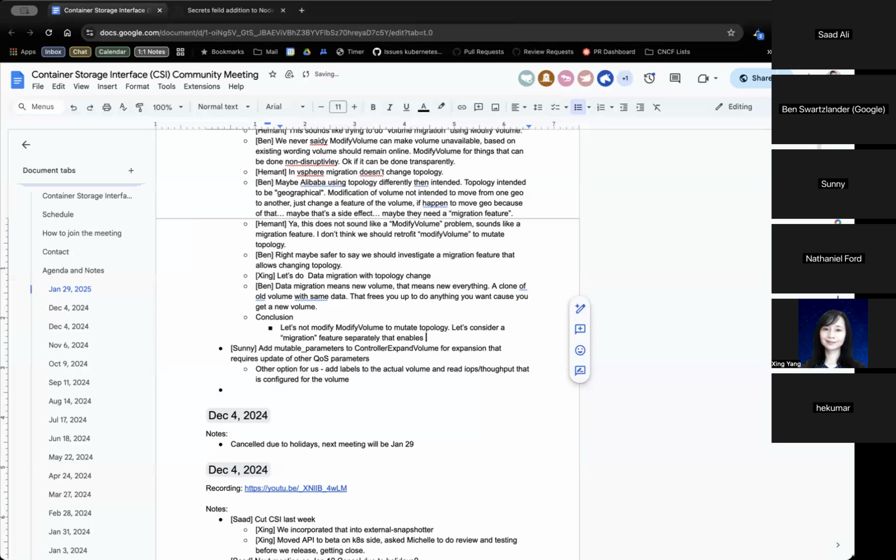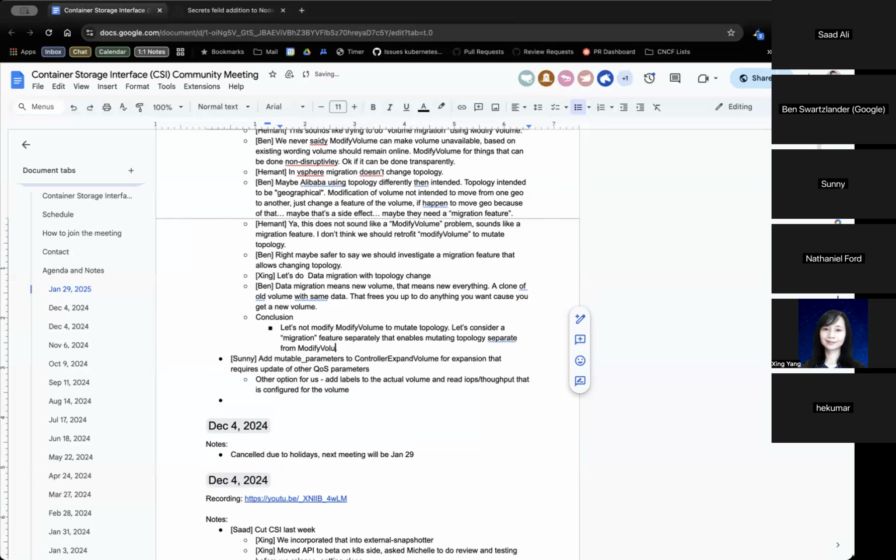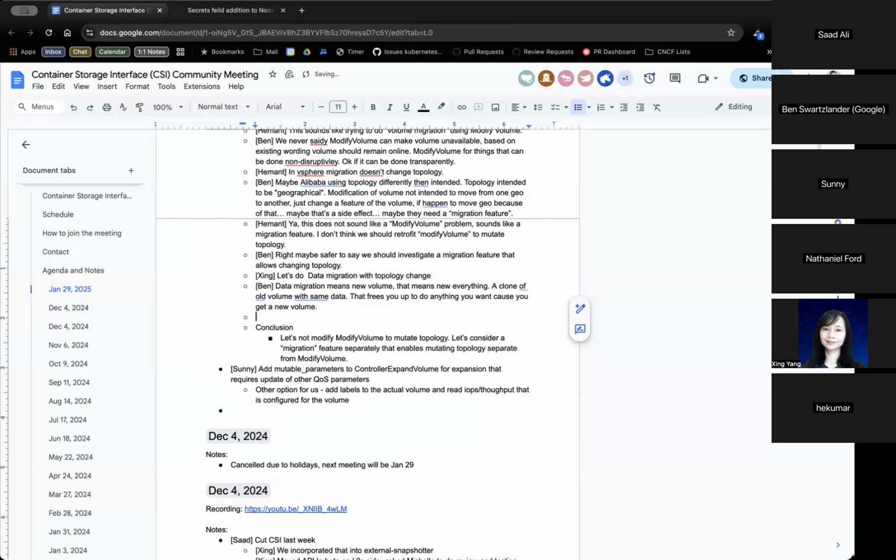Okay, I'm still nervous about that proposal to have an explicit migration feature, because we'll have to think through all the weird corner cases, since that would involve changing the topology on an existing volume and therefore violating the assumptions that went into the whole topology feature. Makes me nervous.